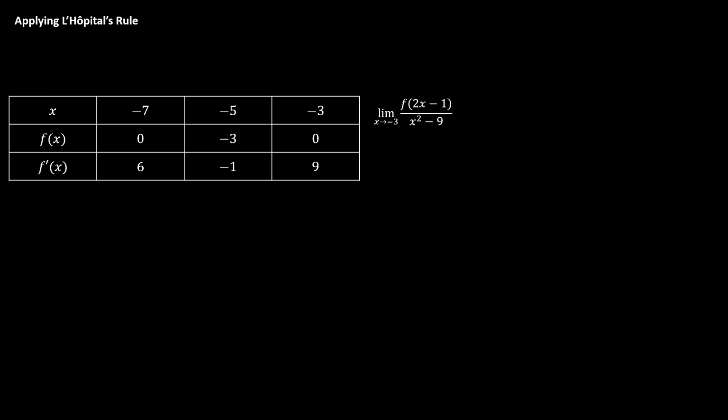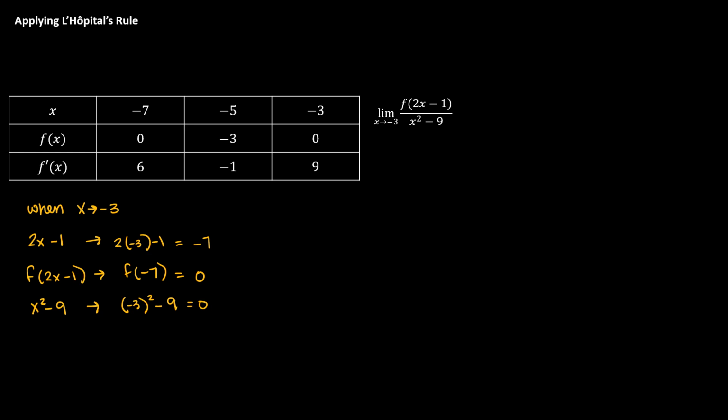So we're going to apply this L'Hopital's process to the limit as x approaches -3 for f, this mystery function, evaluated at 2x minus 1 divided by x squared minus 9. So notice we have a composition of functions in the numerator. We know that x is approaching -3, which means 2x minus 1 is turning into -7. So our numerator is going to look like f of -7, and we can read that from the table. The middle row and the second column, f at -7, is 0.